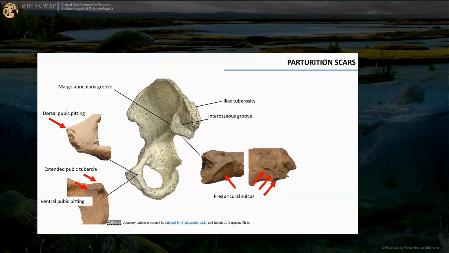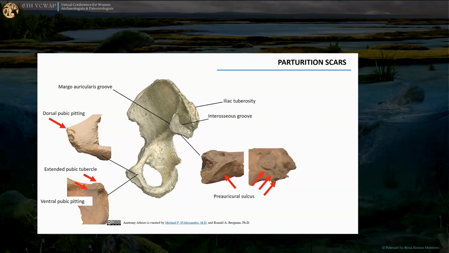The most important and most famous one is the preauricular sulcus, or preauricular groove. We distinguish two main forms. There are different degrees of expression of these two main forms, but they are the ligamentous versus the gravidic form. The other marks are dorsal pubic pitting and ventral pubic pitting. Then there are different grooves, like the interosseous groove or margo auricularis groove, the iliac tuberosity, and the pubic tubercle, that can be more or less extended.